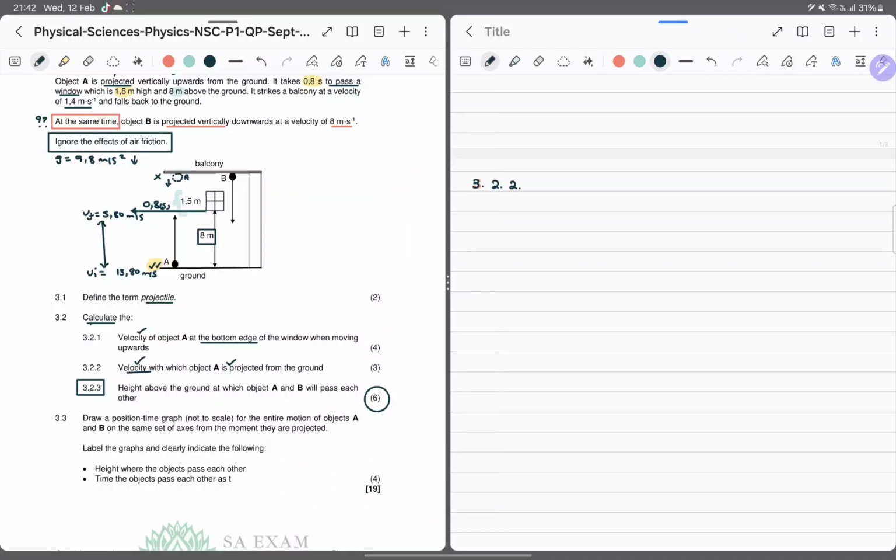3.2.2. What is the question? We are to calculate the height above ground at which ball A and B will pass each other.